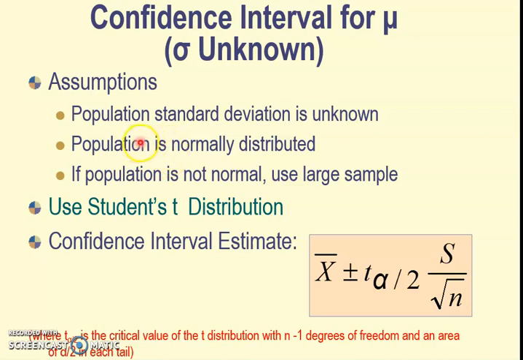And since we are using s, which is the sample standard deviation, we cannot use the normal distribution. We need to use the student's t distribution. And now the formula for the confidence interval will be the point estimate, which is the x bar, plus minus the critical value. So this critical value comes from the t distribution, not from the normal distribution. And here the standard error will be using s over square root of n instead of the previous sigma over square root of n.